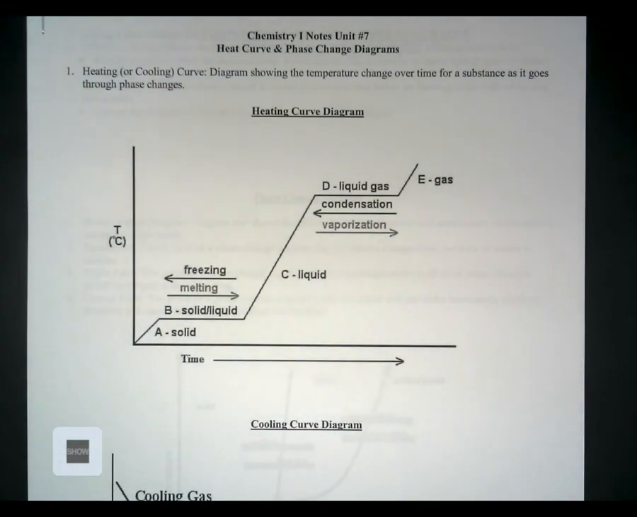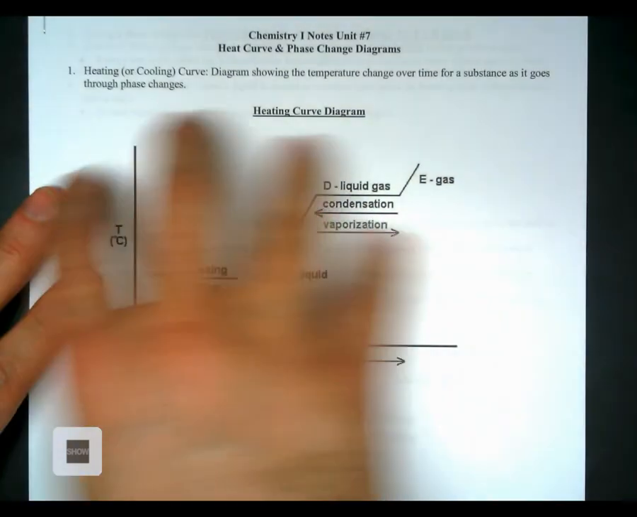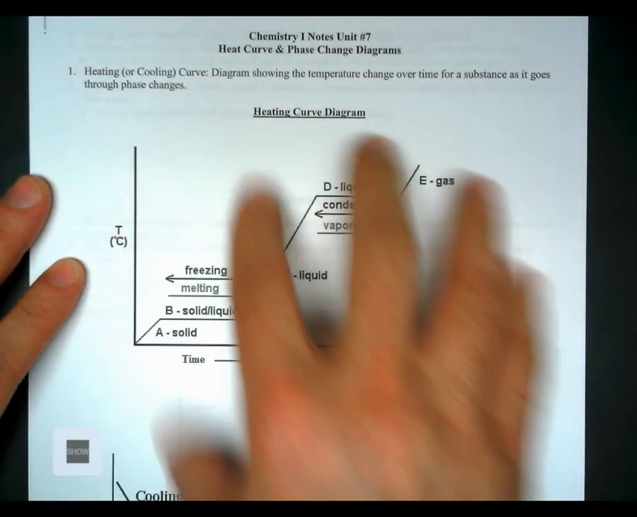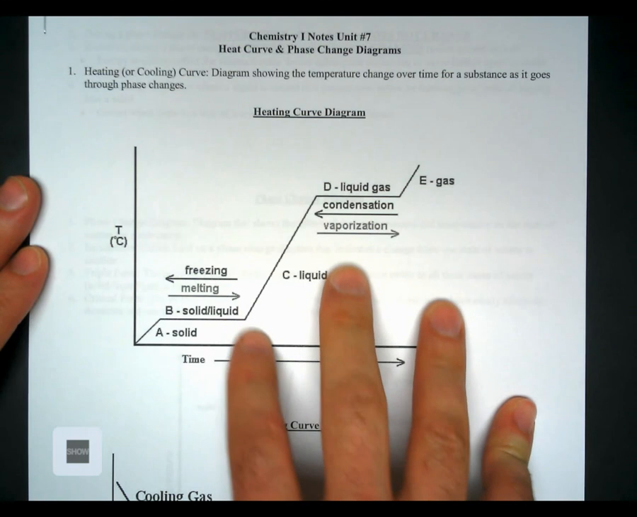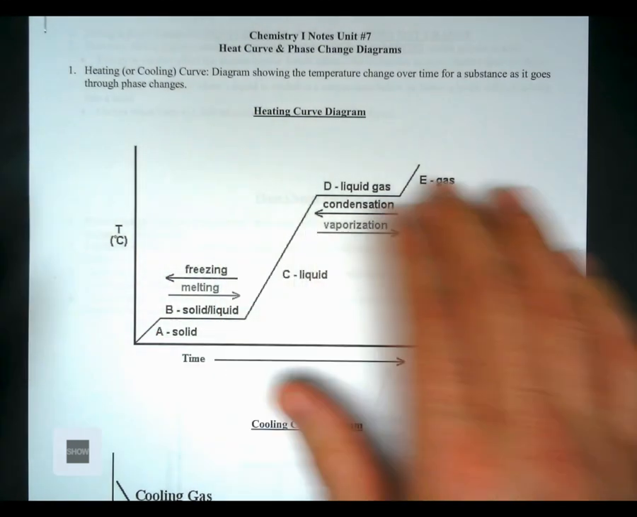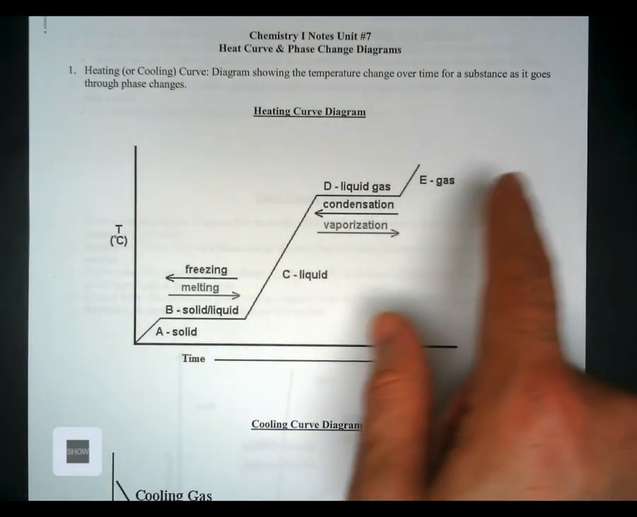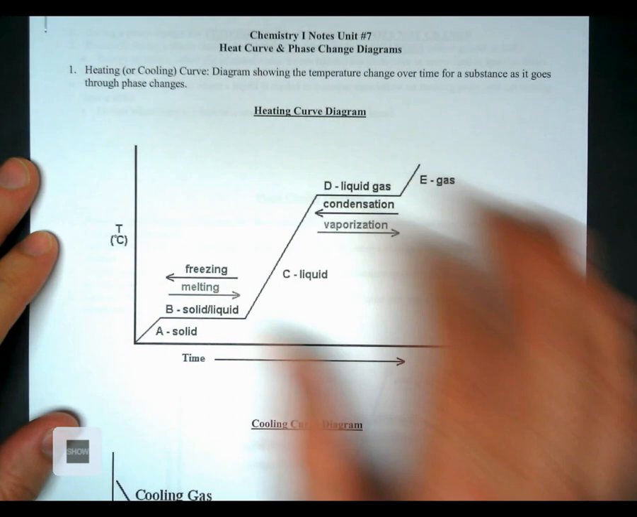So the heat curve and phase change diagrams notes here. These here are heating or cooling curves. Okay, they're diagrams showing the temperature change over time for a substance as it goes through phase changes.